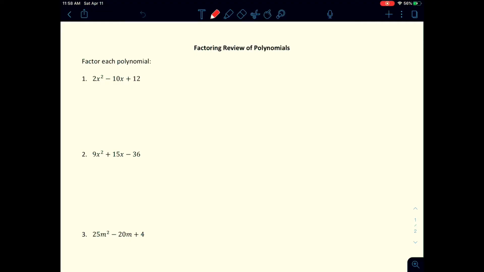Welcome back, Algebra 1, for today's lesson where we're going to be reviewing all the different types of polynomials that we factored up to now. Just a quick little reminder, when we factor a polynomial, we're writing it as a product of things, right? Something times something. Another thing you should remember is that whenever you're factoring a polynomial, the first thing you should always do is factor out the GCF.